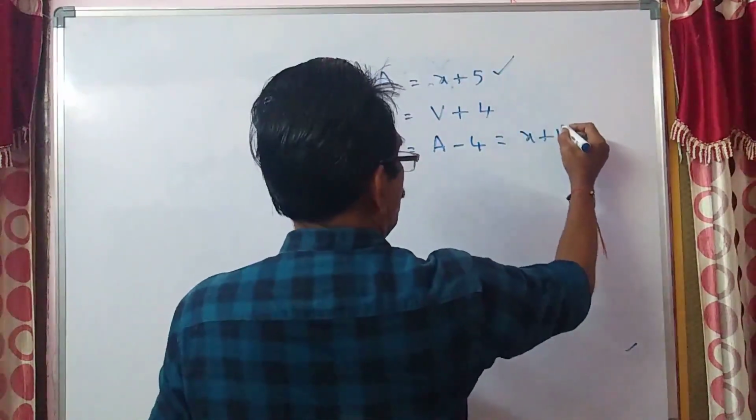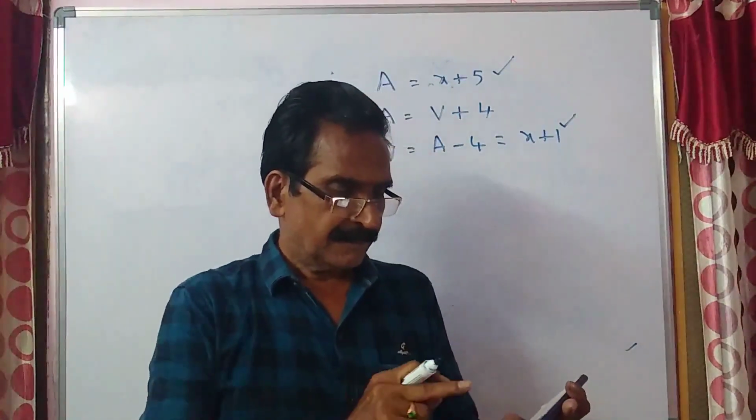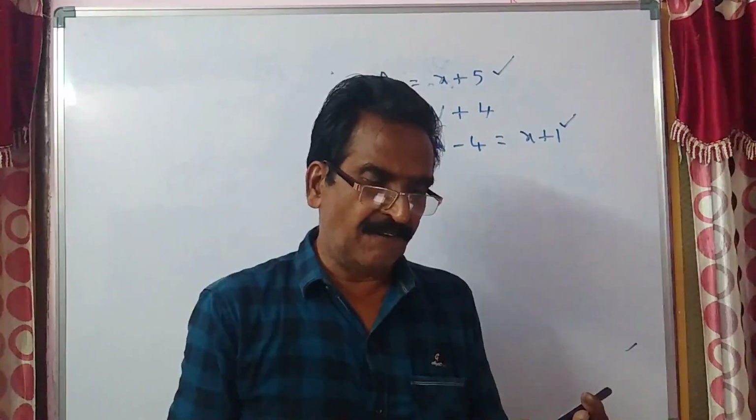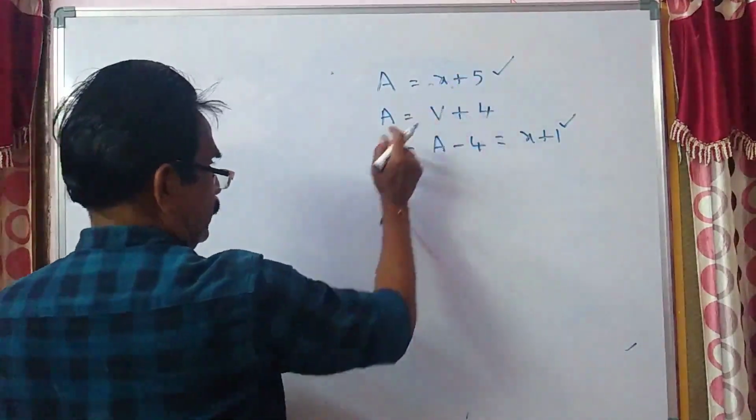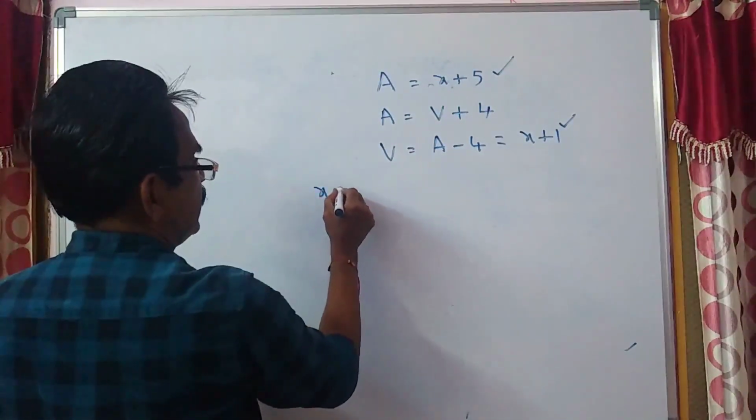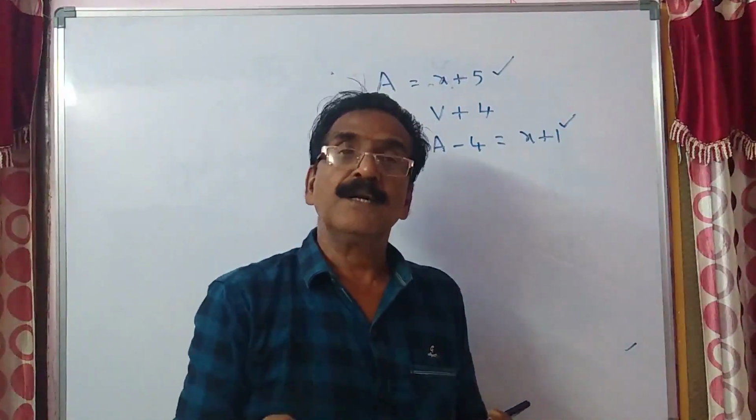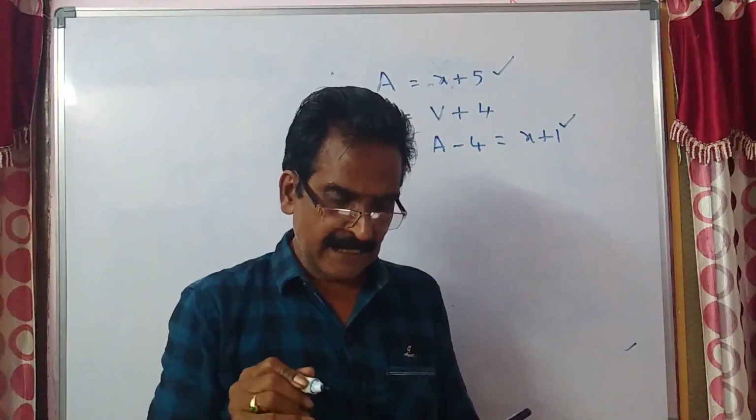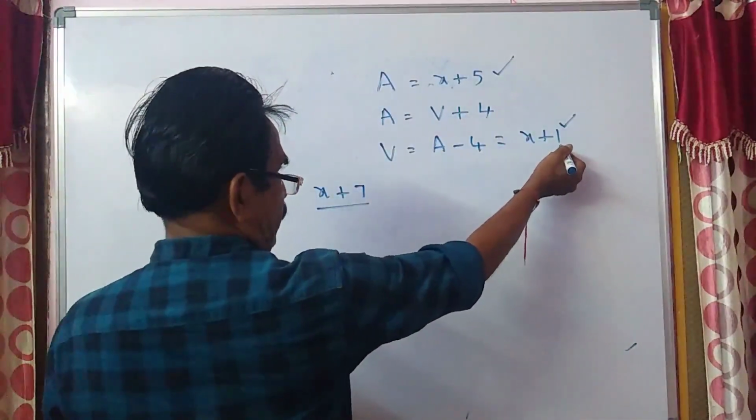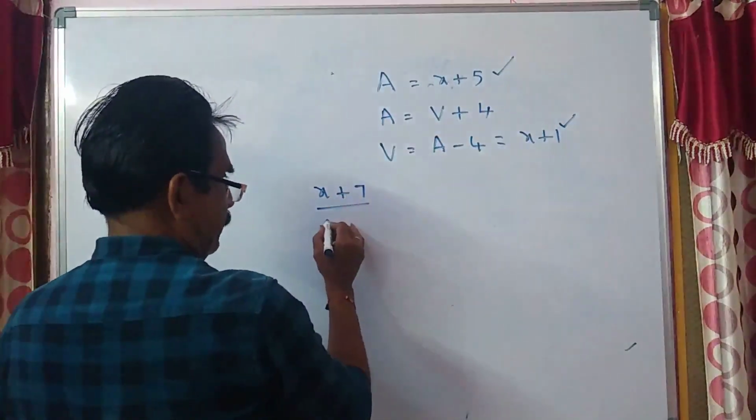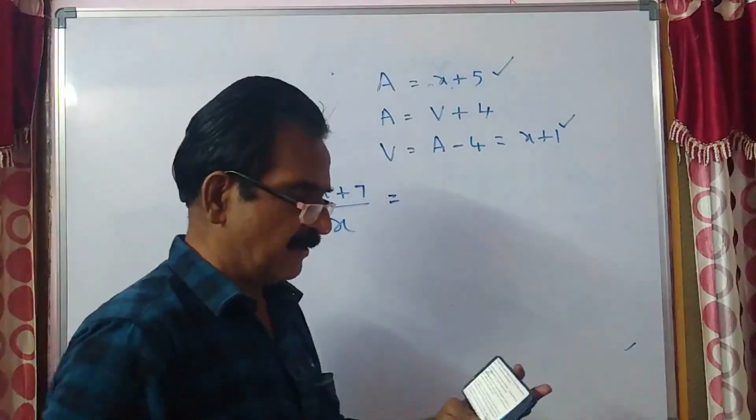So we have A and we have V. Now let us see the question. The ratio of the age of Arun 2 years hence. Present age x plus 5. 2 years hence means we have to add 2 years. The ratio of the age of Arun after 2 years and the age of Varun 1 year before. Present age x plus 1, 1 year before x plus 1 minus 1, x. This ratio is given in the problem.